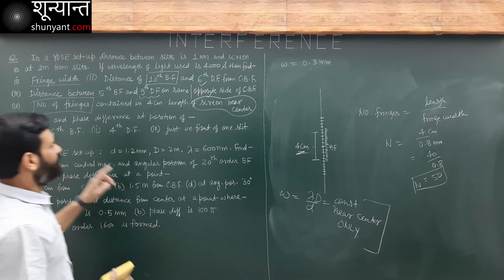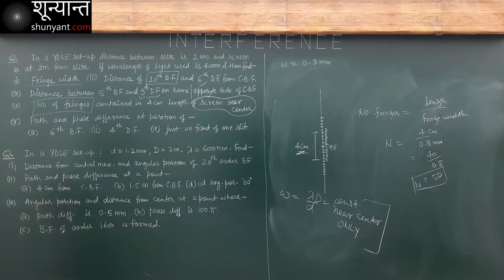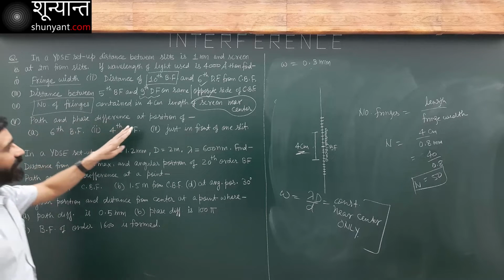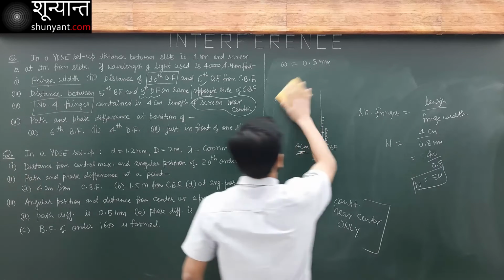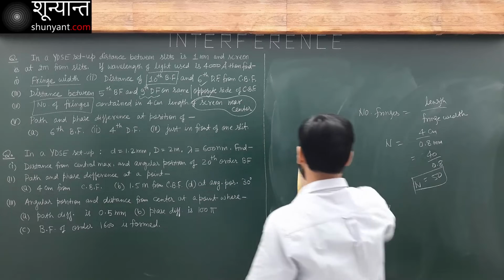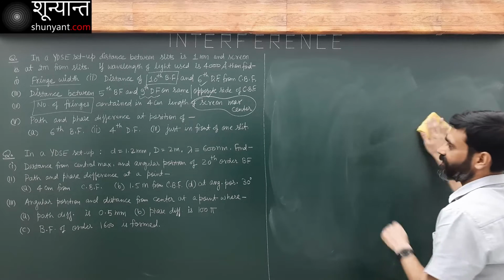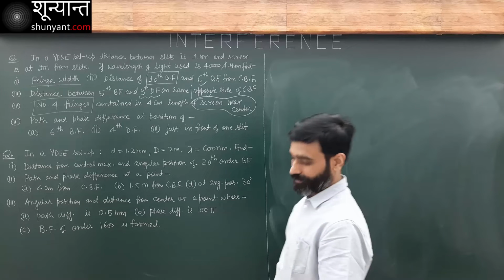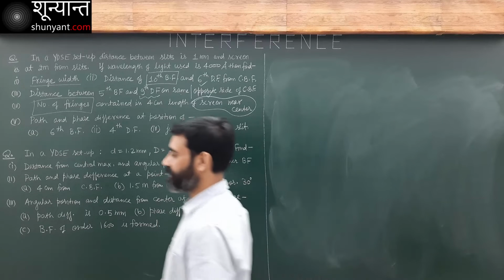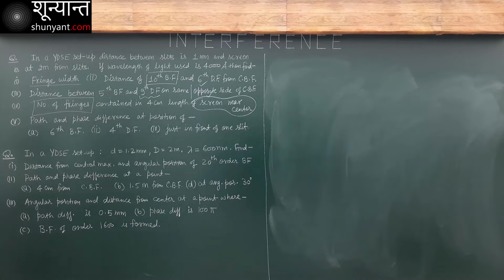Now, next one. Path difference and phase difference. This is very important. Think about it. What is path difference and what is phase difference at the position of the 6th bright fringe? Different values are given: 6th bright fringe, 4th dark fringe and all that.